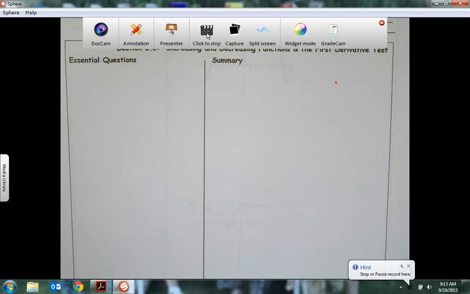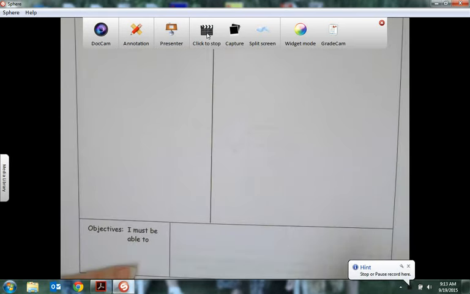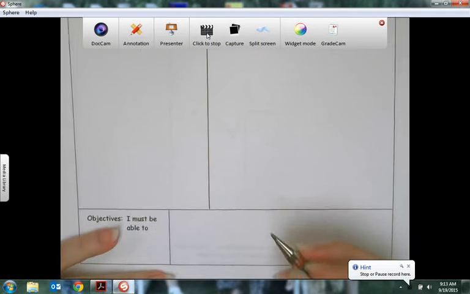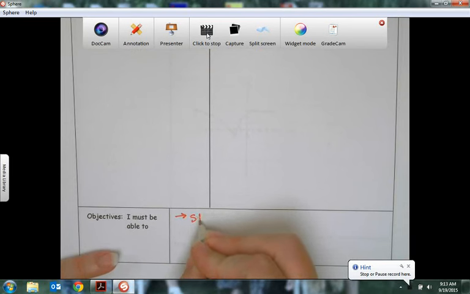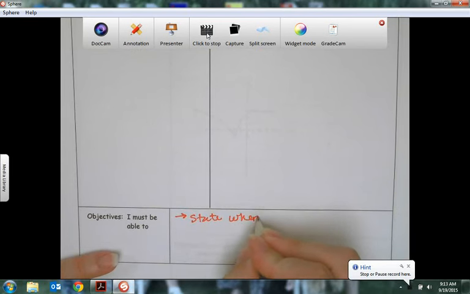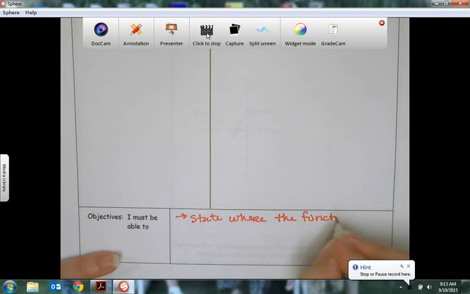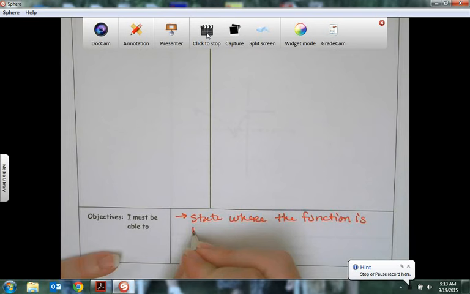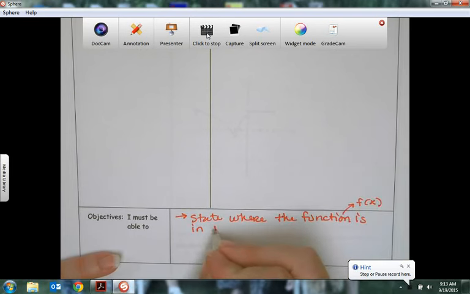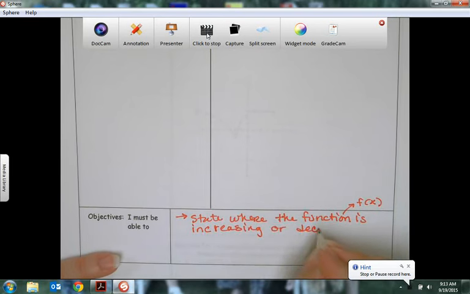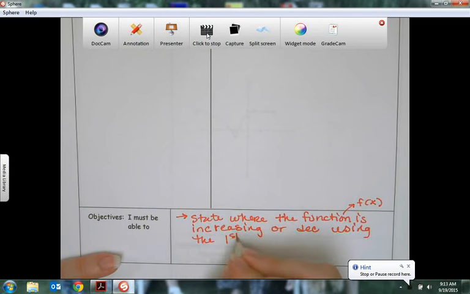Section 3.3, and our objectives are, we've been kind of doing this, but for a little bit more official now, we are going to state where the function, f of x, is increasing or decreasing using the first derivative.